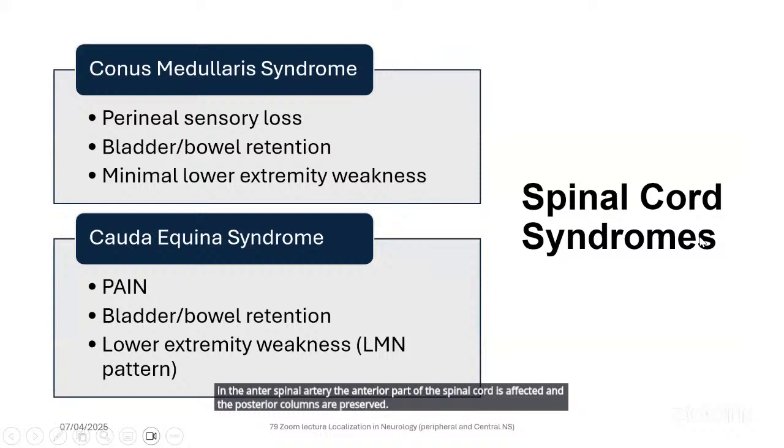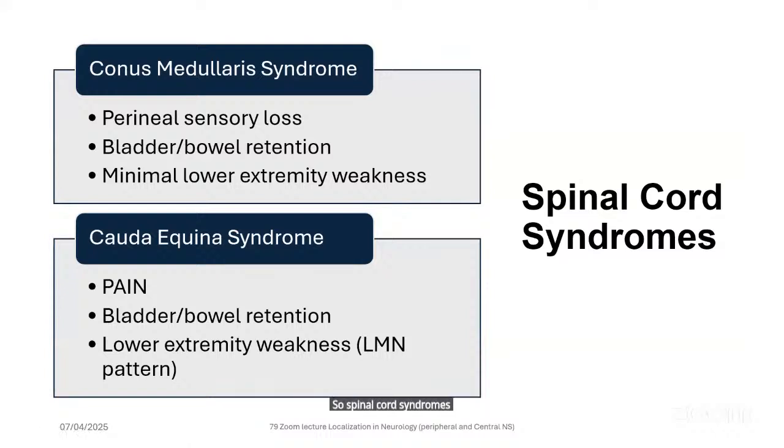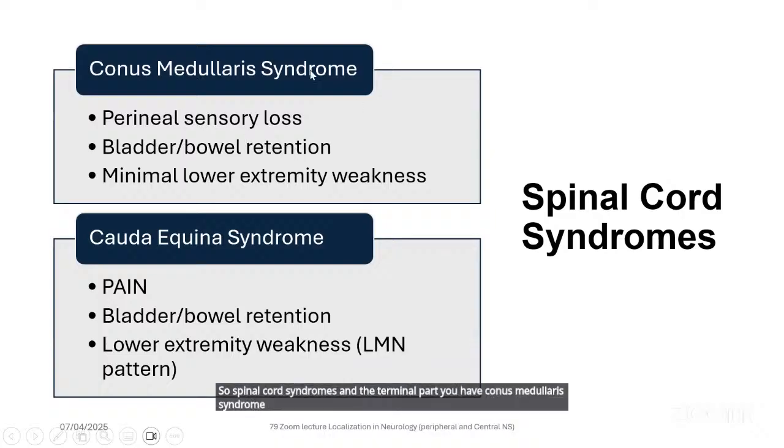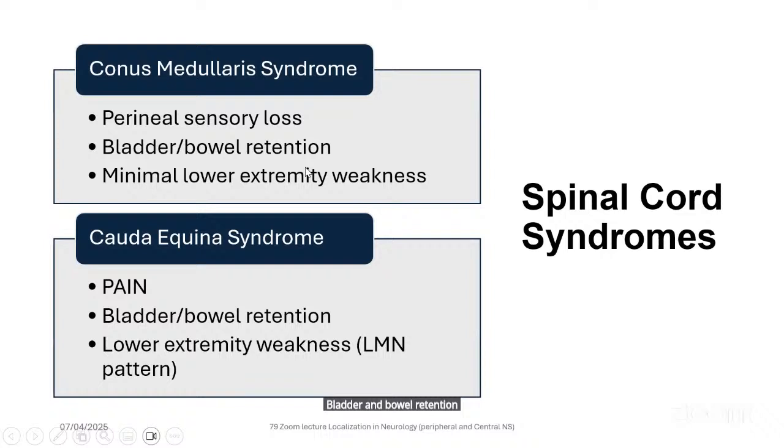So, spinal cord syndromes. The terminal part is conus medullaris syndrome, where, if the L1 vertebral level, the terminal part of the spinal cord, is involved in the disease process, it will cause perineal sensory loss, bladder and bowel retention, and minimal lower extremity weakness. There will not be much weakness.